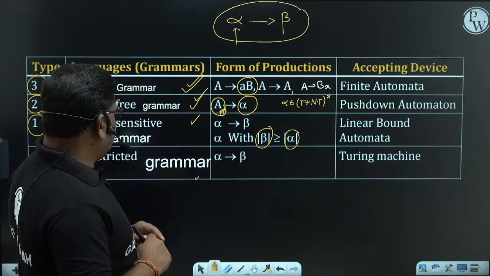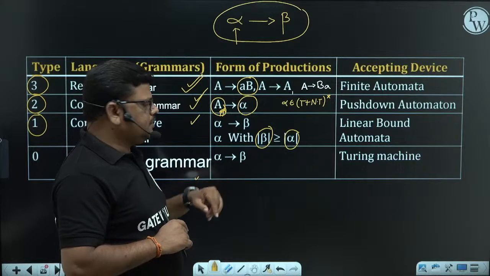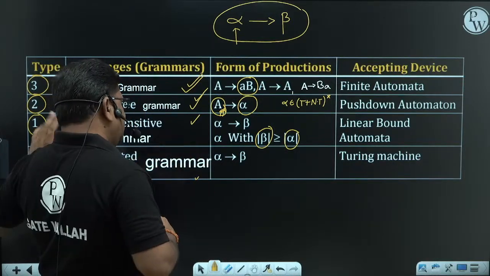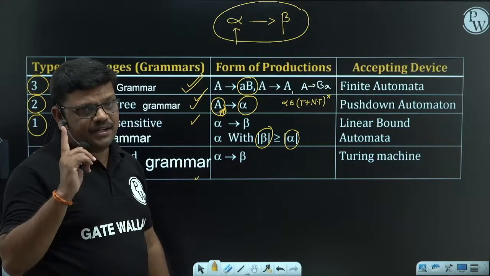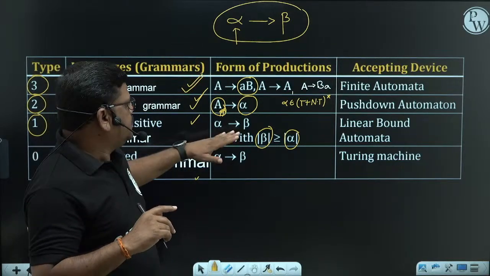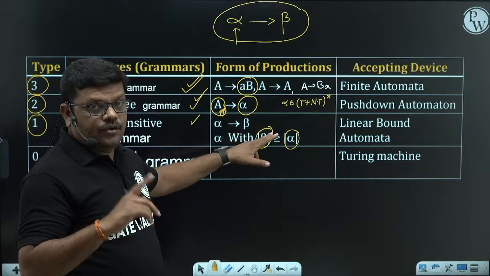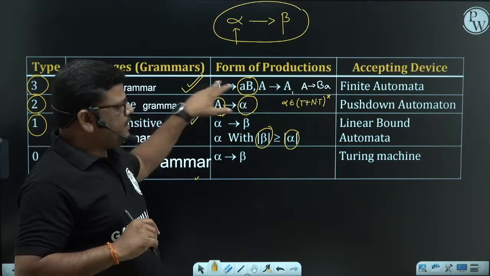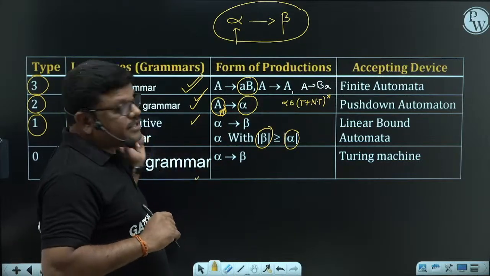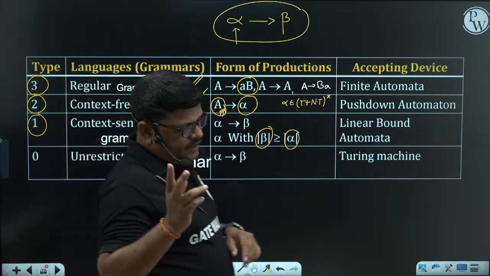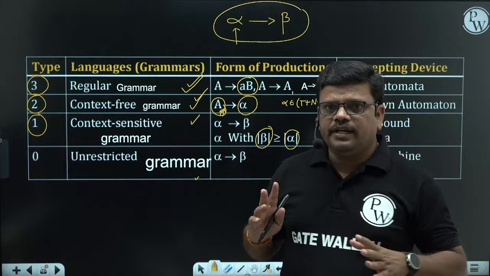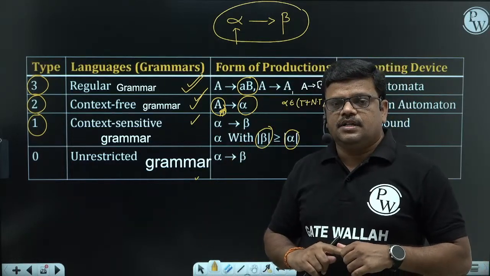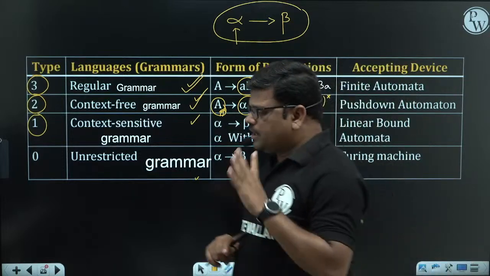Then we have unrestricted grammar. Unrestricted grammar is nothing but the alpha gives beta format. Here the left side can be anything, the right side can be anything. See, there are restrictions in the previous ones. Here, right side length greater than or equal is a restriction. Here, left hand side only one is a restriction. Here, left side and right side restrictions. But here there is no restriction. That is called unrestricted grammar or type 0 grammar. So like this, we have 4 types of grammars.